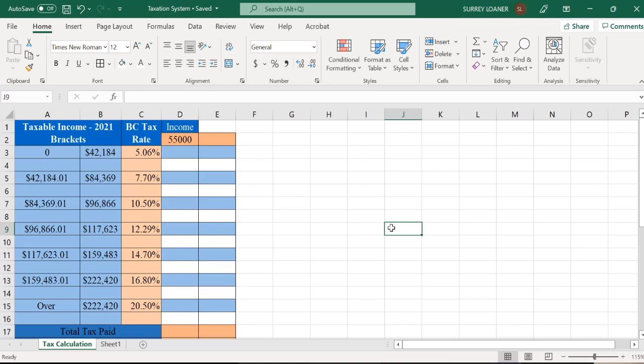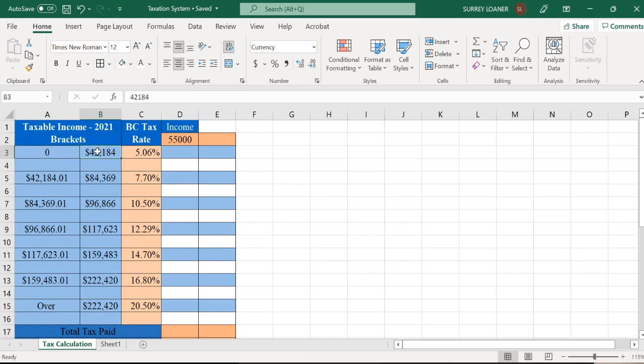Today I'm going to explain the taxation system in Canada. In Canada, the taxation system is progressive. As your income increases, your tax bracket will increase, which means you have to pay more tax on that income. This is the tax bracket of 2021 here in Canada that you can see here.